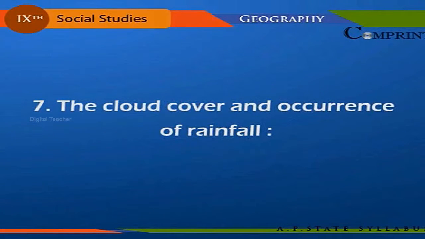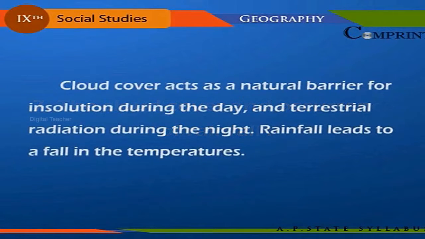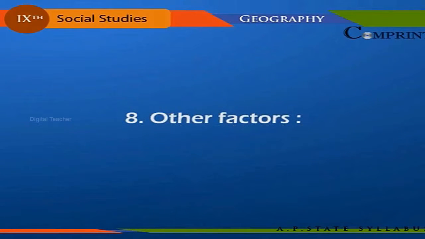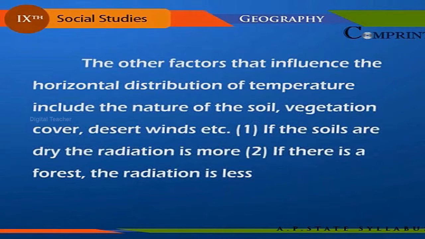7. The cloud cover and occurrence of rainfall. Cloud cover acts as a natural barrier for insolation during the day and terrestrial radiation during the night. Rainfall leads to a fall in the temperatures. 8. Other factors. The other factors that influence the horizontal distribution of temperature include the nature of the soil, vegetation cover, desert winds, etc. 1. If the soils are dry, the radiation is more. 2. If there is a forest, the radiation is less.